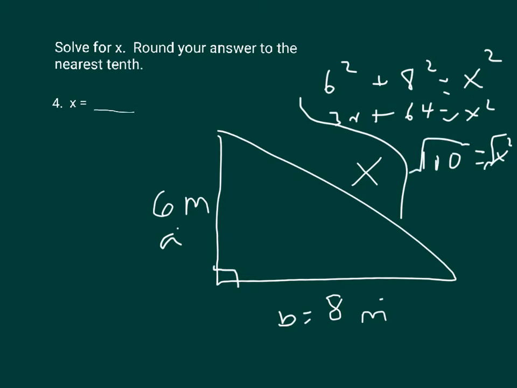And it has to be a positive. To be a distance, it has to be positive. So x will equal 10. The square root of 100 is 10. So there's the proof with the Pythagorean theorem. X equals 10.